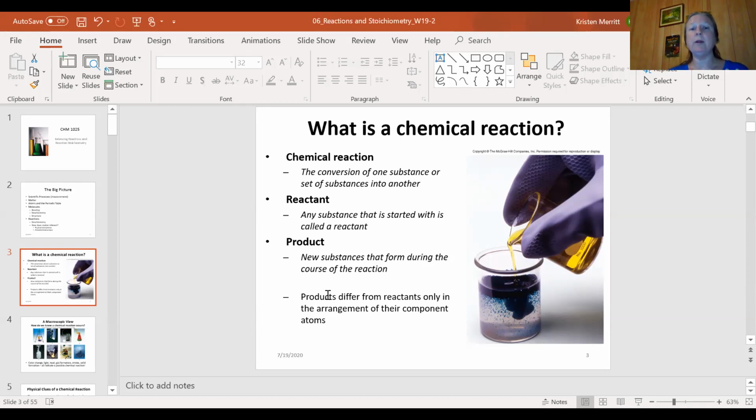Very important. The products differ from the reactants only in the arrangement of the atoms. So you're not losing or gaining any atoms. You're not losing or gaining any matter. It's just being rearranged. So here you have a precipitation reaction. These two solutions are being merged, being combined, and you end up with this blue precipitate. A precipitate means something that has a solid that's formed in a liquid from a chemical reaction. It precipitates. We also say it falls out of solution.